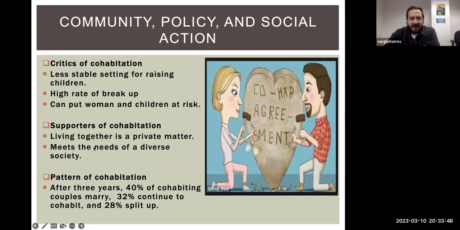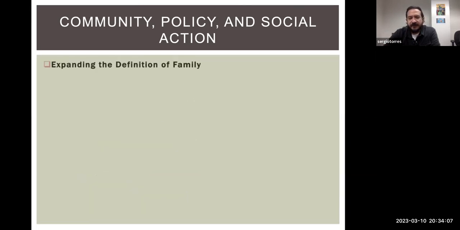And there's this idea that it meets the needs of a diverse society. And this is what I talked about before, as far as things being expensive in Orange County. Making ends meet, you partner up with somebody, and that could help. So it's just a strategy for survival, essentially.